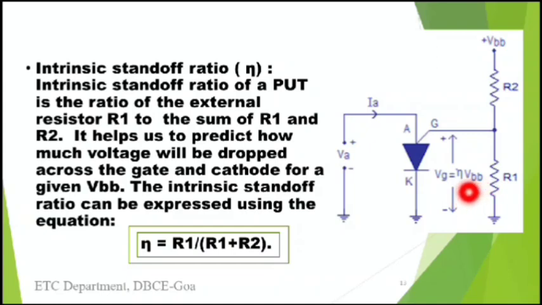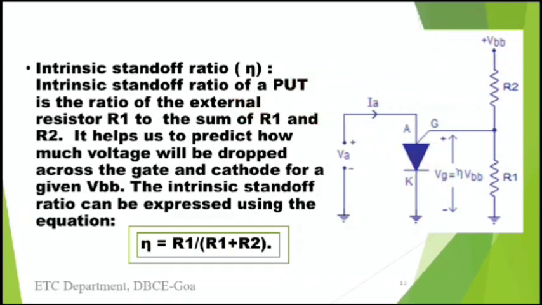With the help of that, we can find the voltage across the gate and the cathode, and with the help of VG, we can easily find the voltage VP. That is, VP is equal to 0.7 times VG. So by just knowing the values of these resistances and the power supply that we apply, we can easily find the value of VP.